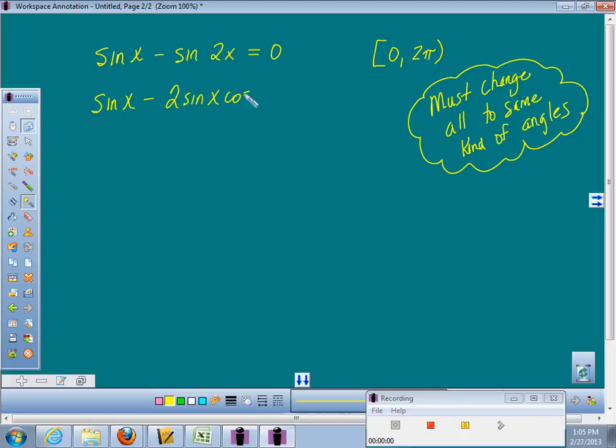We know sine double angle is 2 sine x cosine x. Okay, so now I have 2 different trig functions in it. What do I do? Yeah, this is just a common factor. No big deal. I can take it out. Okay, what is left when I take the sine out? 1, thank you. Okay, can you solve these? Yeah, they're nice and normal.